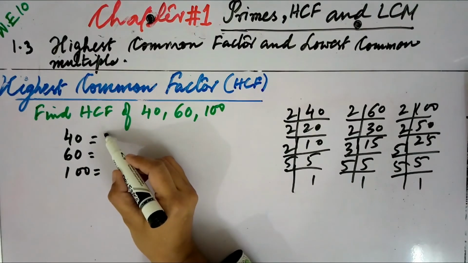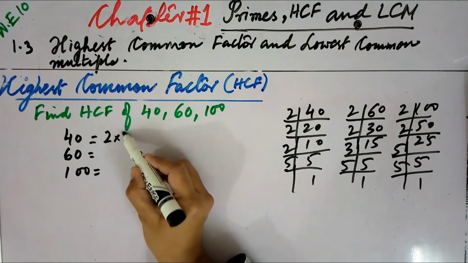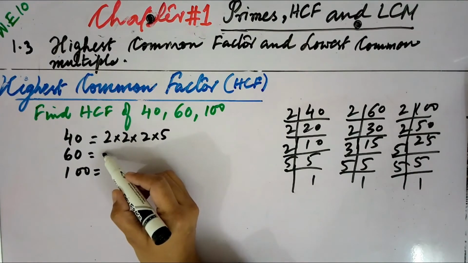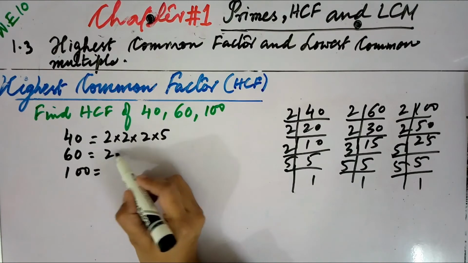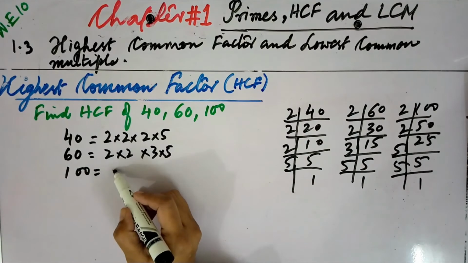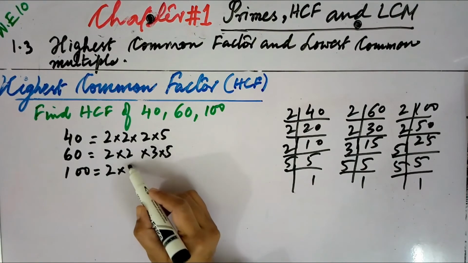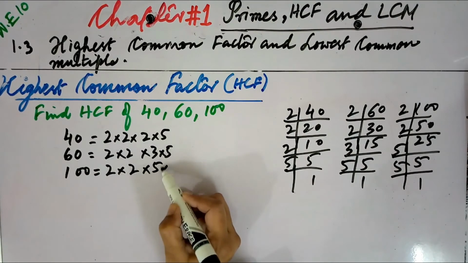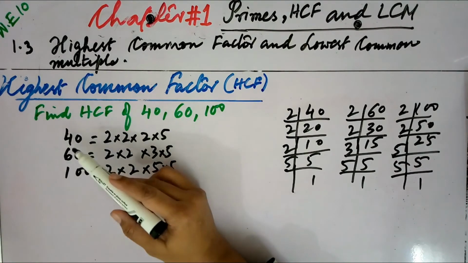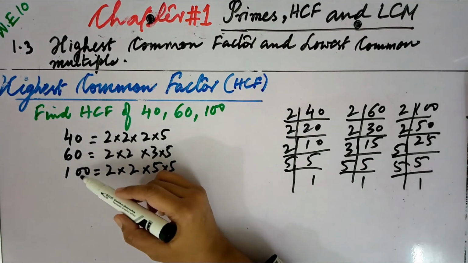So I will be writing here, I will be listing 2 multiplied by 2 multiplied by 2 multiplied by 5. And for 60, this is 2 multiplied by 2 multiplied by 3 multiplied by 5. And here this is 2 multiplied by 2 multiplied by 5 multiplied by 5. Okay. So these are the prime factors of 40, 60 and 100.